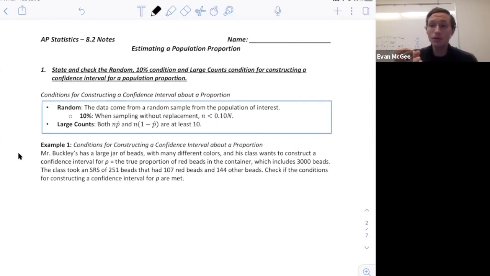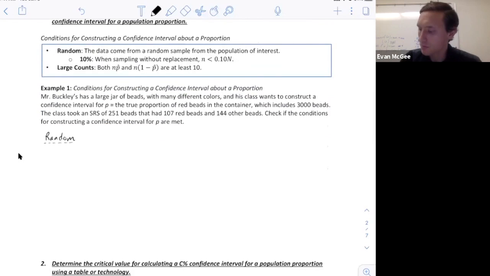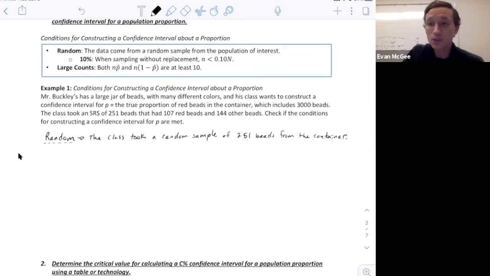So they take a sample, they want to estimate and build an interval to try and capture the true proportion of red beads. So was it a random sample? Is the sample less than 10%? And is the large counts condition met? Yes, it was a random sample. They told us it's a simple random sample, and they took one of 251 from the beads of the container. So yes, the random condition is met.